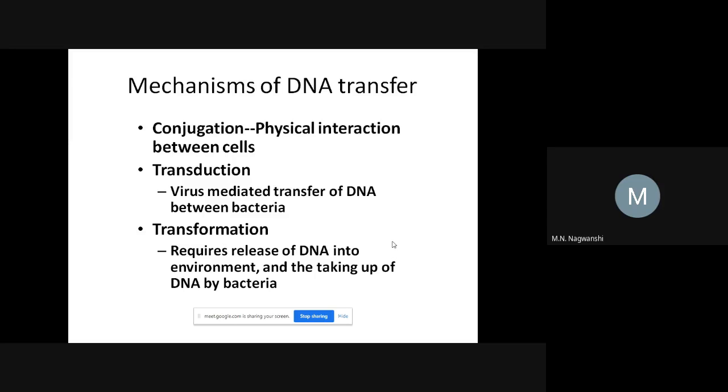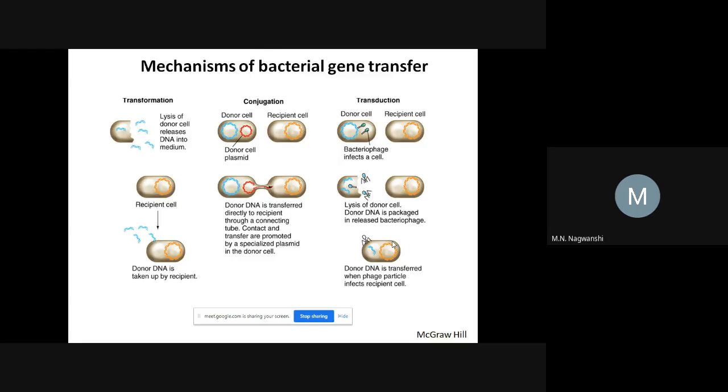The third and natural one is transformation. That process requires the DNA fragments which are released in the environment or culture medium, and these fragments of DNA molecules are taken up by the bacteria. So these are the three different mechanisms of bacterial gene transfer.